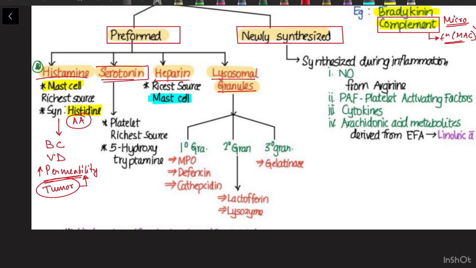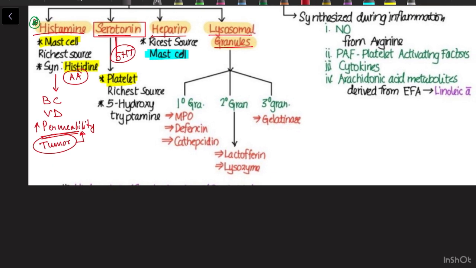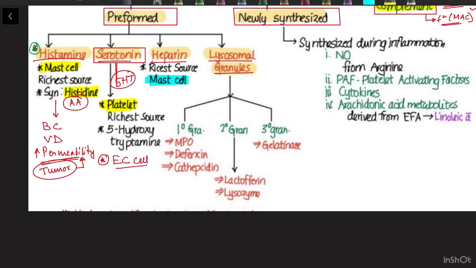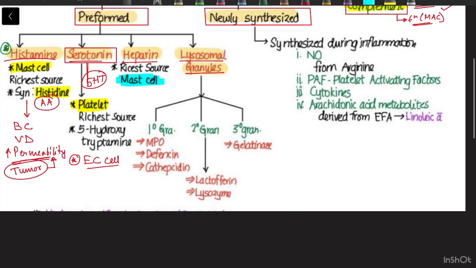Then we have serotonin. Serotonin, also the richest source is the platelets. Serotonin is also known as 5-hydroxytryptamine. You already know that. And it is also derived from EC cells or enterochromaffin cells. Then we have heparin. The richest source is the mast cell again. And then we have the lysosomal granules.